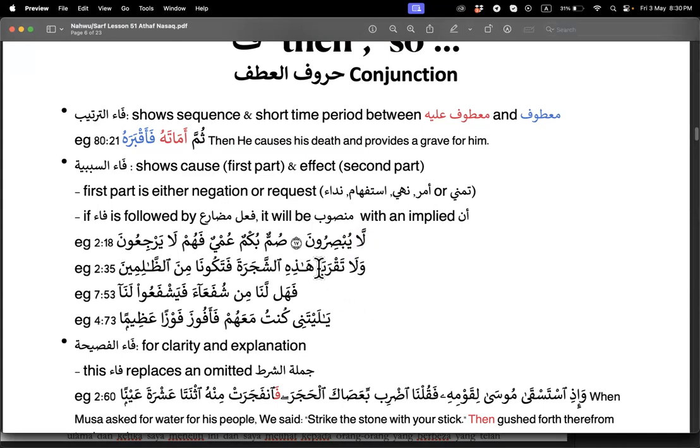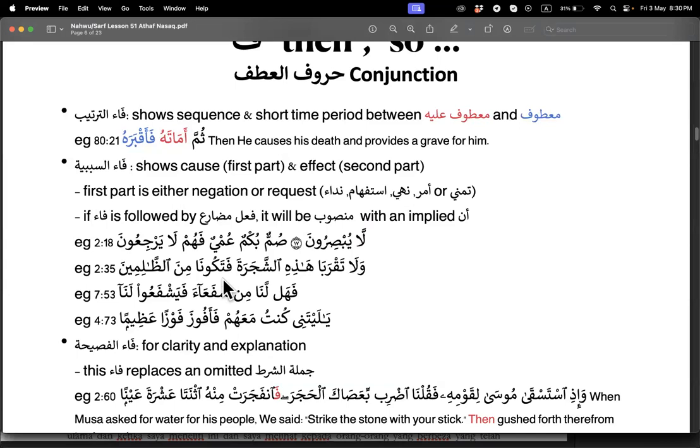Where is our fa sababiyah? Is this too small? Do you want me to make it bigger? Fatakuna. Yes, fatakuna. What kind of word do we have here, ism or fi'il? Yes, fi'il. Madi, mudhari, or amr? This one is fi'il mudhari. What kind: marfu, mansub, or majzum?